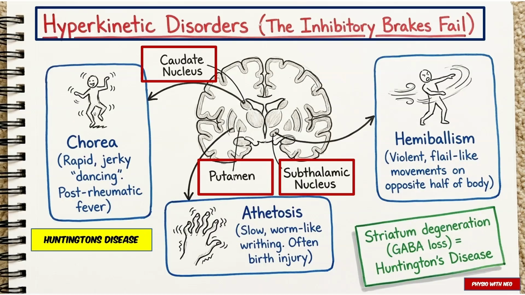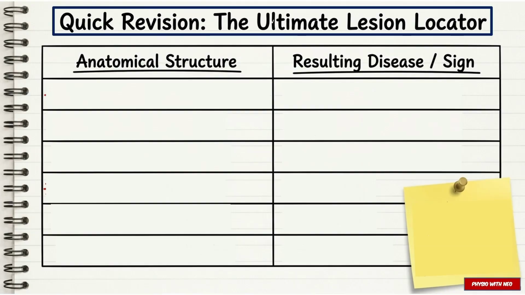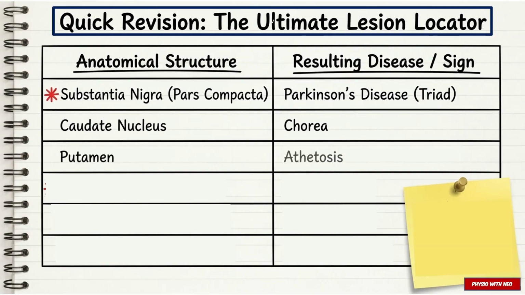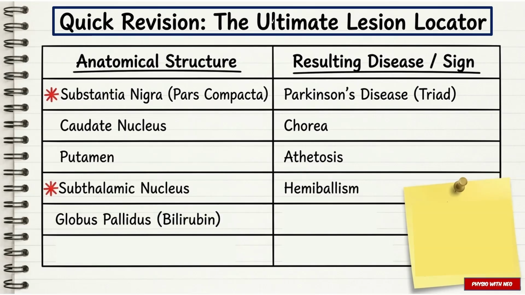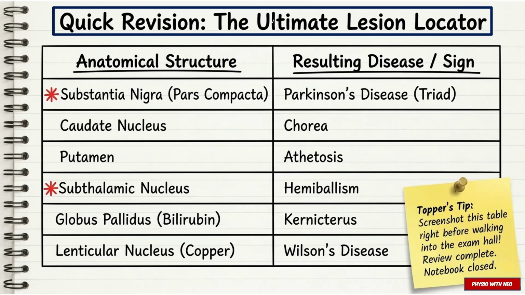Now, finally, here is the easiest revision table. This is your last minute exam sheet. Substantia nigra lesion produces Parkinson's disease. Caudate nucleus lesion produces chorea. Putamen causes athetosis. Subthalamic nucleus lesion produces hemiballism. Accumulation of bilirubin in the globus pallidus causes kernicterus, whereas copper accumulation in the lenticular nucleus produces Wilson's disease. Spend just 1 minute revising this table before your university exam, and you will remember the lesion correlations with confidence.